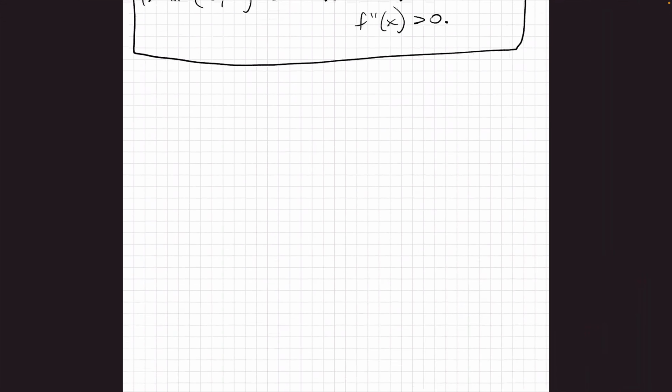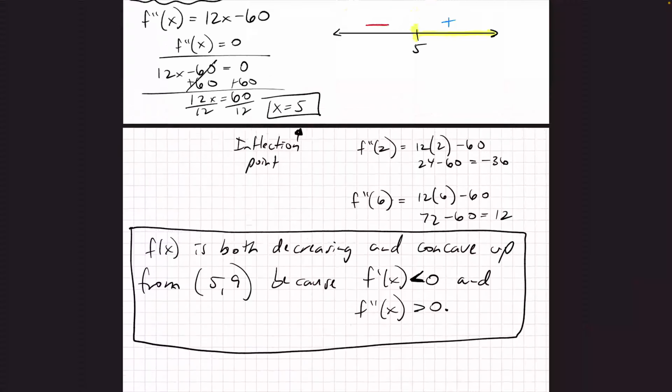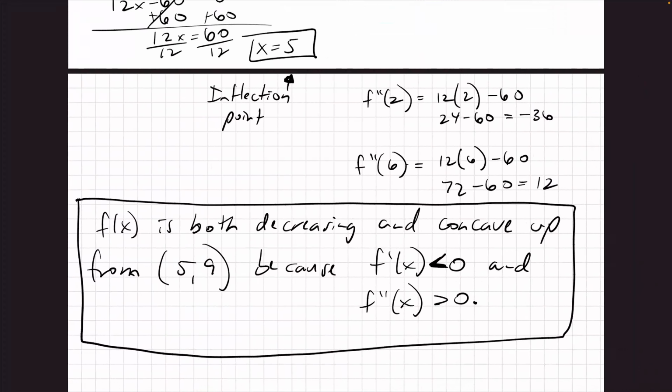Okay, so I want you to try the next one on your own. The last thing we're going to do today is example 4. So do example 4 on your own.